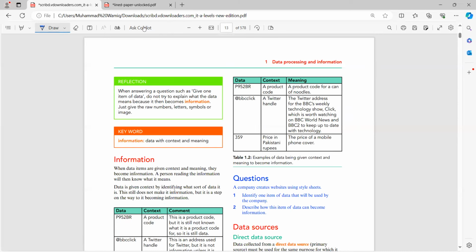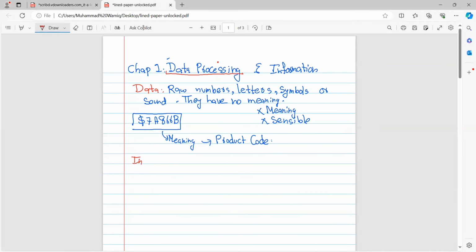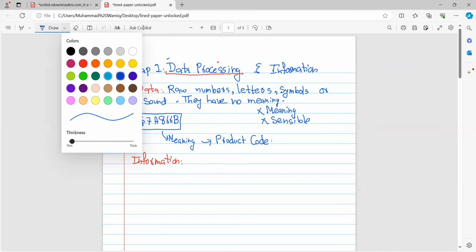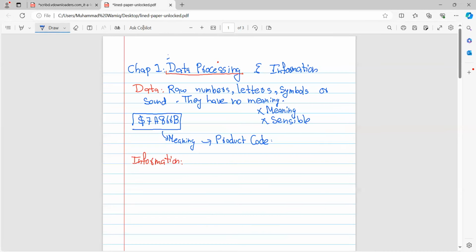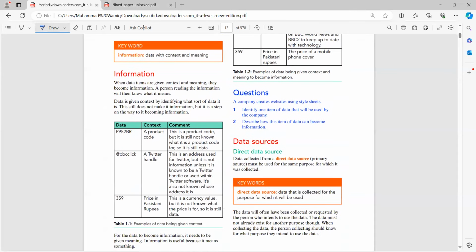The second thing that we are going to discuss right here is information. Information is the data with its context and meaning. That means that now when I am giving my data some sort of meaning, it becomes information.